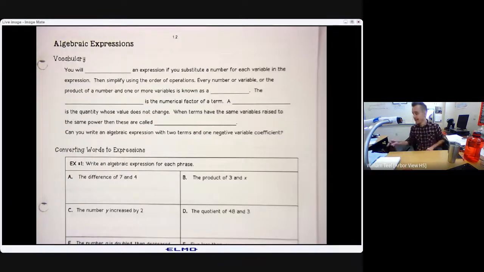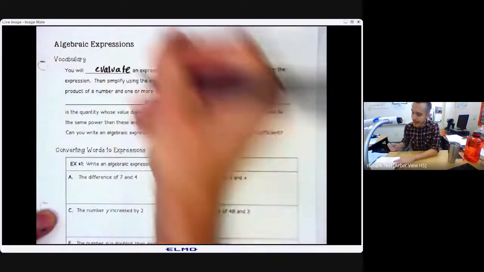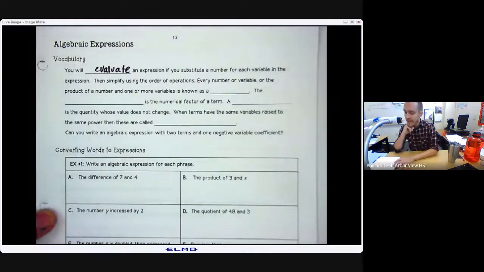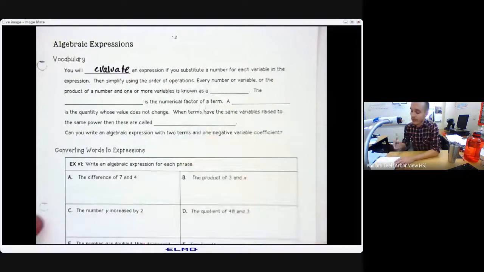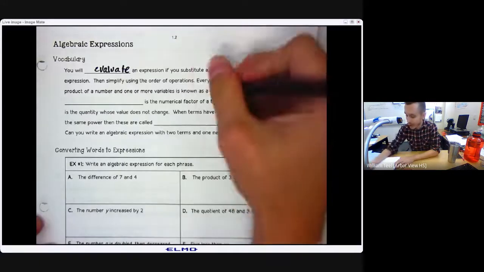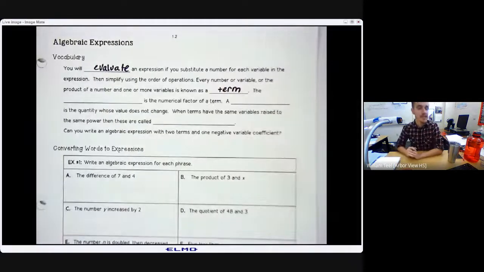So let's take down some vocabulary first. First of all, you will evaluate an expression if you substitute a number for each variable in the expression. Then simplify using order of operations. You know, PEMDAS, all that fun stuff we learned in elementary school or middle school, whenever you learn that. Then every number or variable or the product of a number and one or more variables is known as a term. So the terms of an expression are essentially each individual part of the expression, and you'll see that a little bit later on.